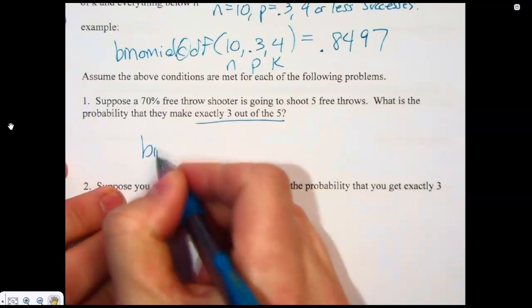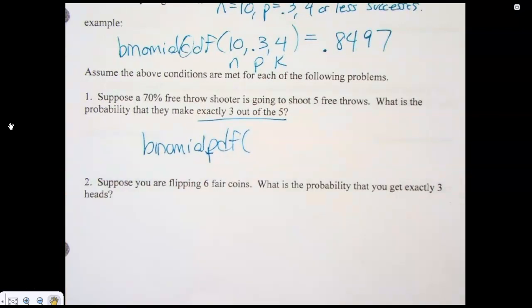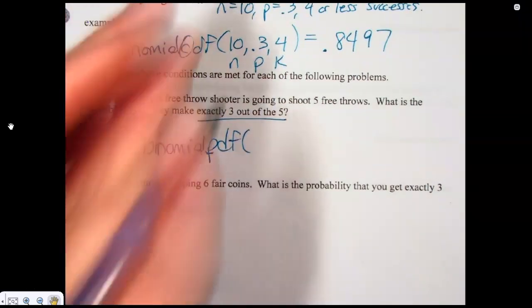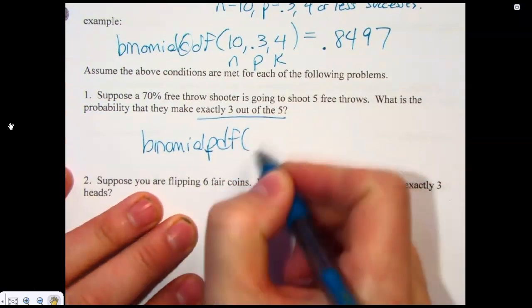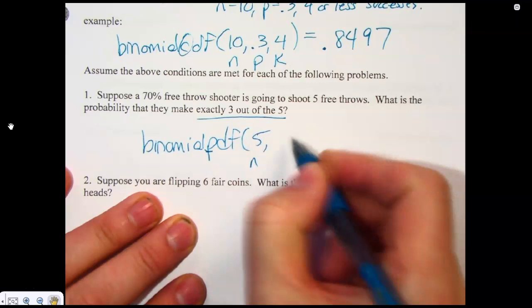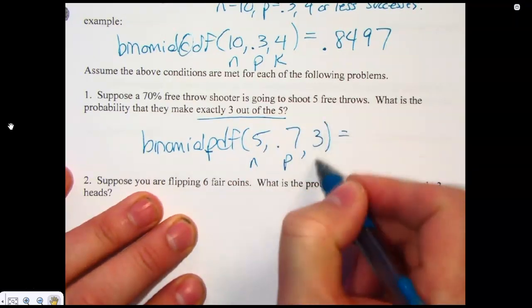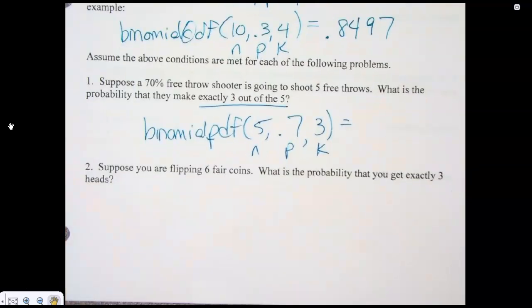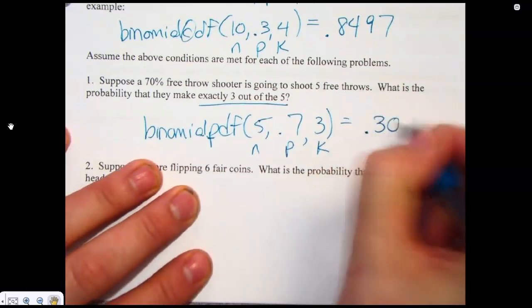So like this first one, you should be typing in PDF, because you're looking for a particular 3, specifically 3. That's the number of trials, N, P, K, always in that order. So there were 5 trials, that's your N. Probability is 0.7. You want exactly 3 successes, so NPK. 0.3087.